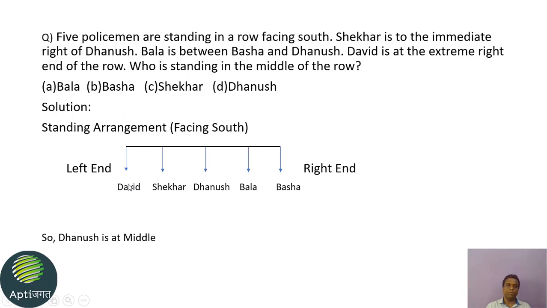So we arrange David over here. Who is standing at the middle of the row? See, if we draw this standing arrangement, what do we conclude? Dhanush is at the middle. So the answer is option D, Dhanush. This is an order arrangement question. Many more such types of questions will be seen in sitting arrangement problems.